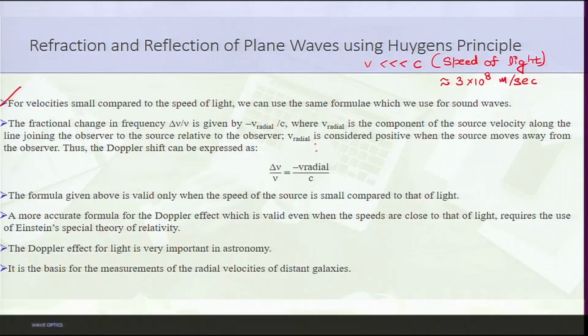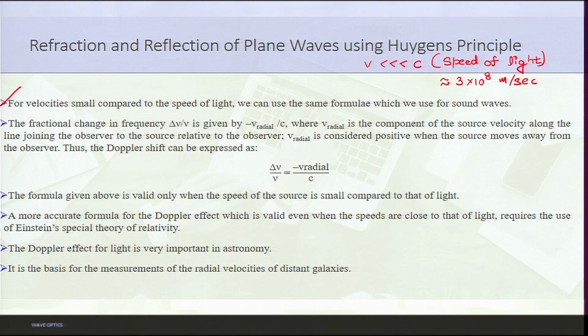So, when v radial by c is positive, you can see that delta nu by nu will be negative. Quite evident, the frequency will reduce, and hence the amount of time required will be more. Similarly, when we assume that v radial, when the source is moving towards the observer, will be negative.